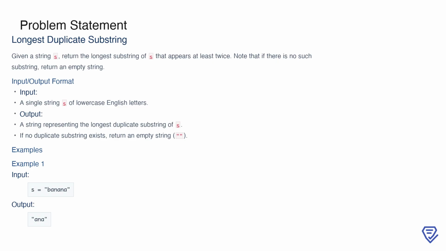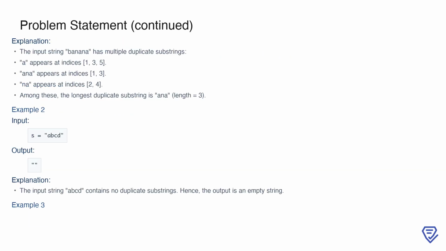For example, if the input string is banana, the longest duplicate substring is ana, which appears twice in the string. This example demonstrates that the solution must identify and return the longest substring that repeats within the input string. To understand why the output for S equals banana is ana, let's break it down. The string banana contains multiple duplicate substrings. For instance, the character a is repeated at indices 1, 3, and 5, the substring ana appears at indices 1 and 3, and the substring na appears at indices 2 and 4. Among these, ana is the longest duplicate substring with a length of 3.